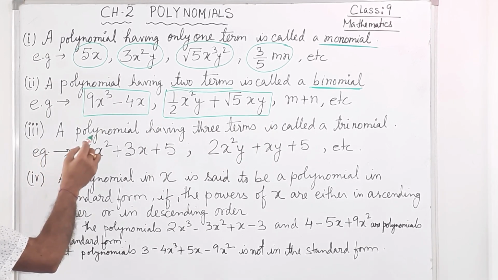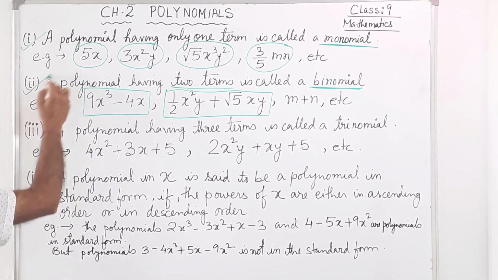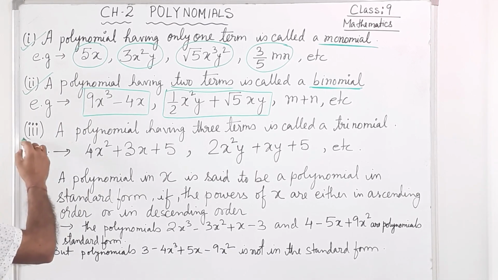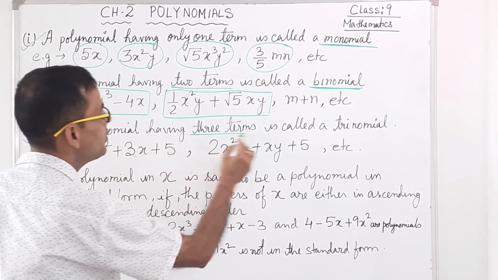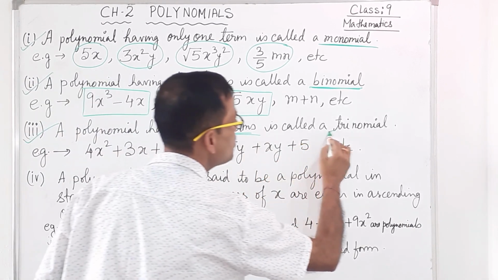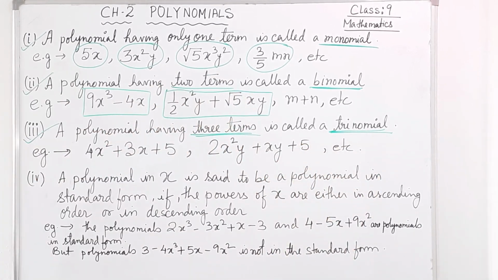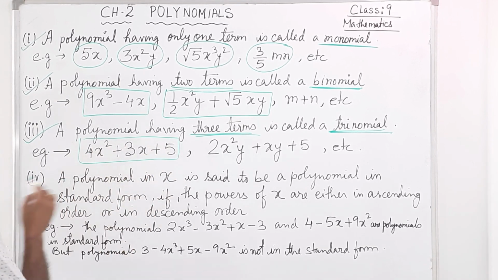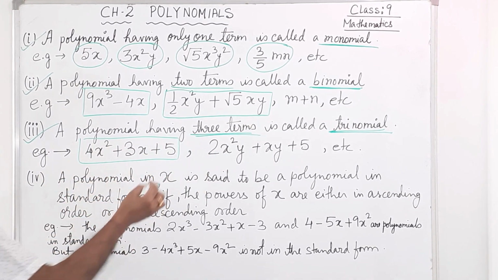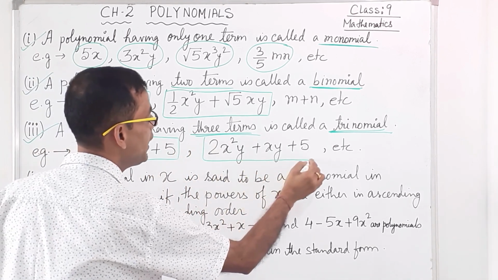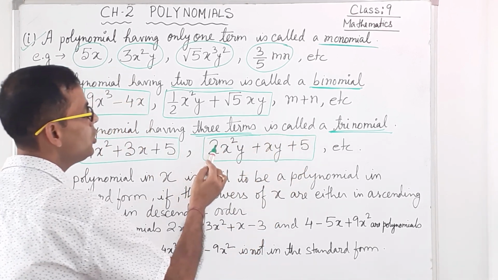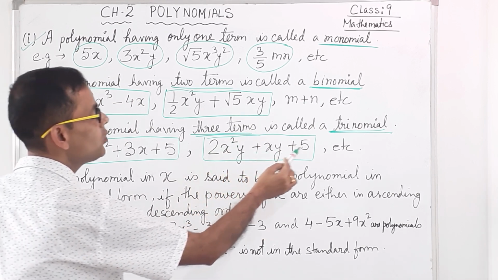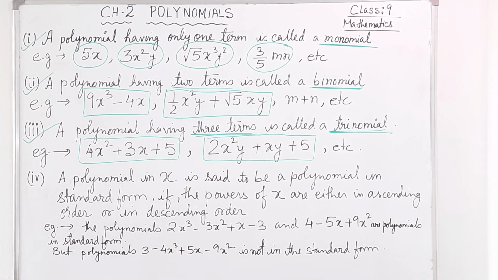Now a polynomial, next one. So monomial, binomial. A polynomial having three terms, what is it known as? Trinomial. So see, three terms are there. Can you see the example? 4x square plus 3x plus 5. Another trinomial is 2x square y plus xy plus 5. So this is also having three terms, a trinomial. Then after that, more than that, it is polynomial.